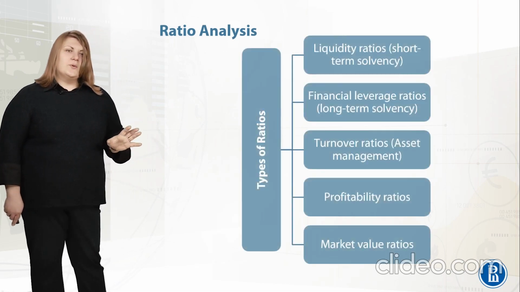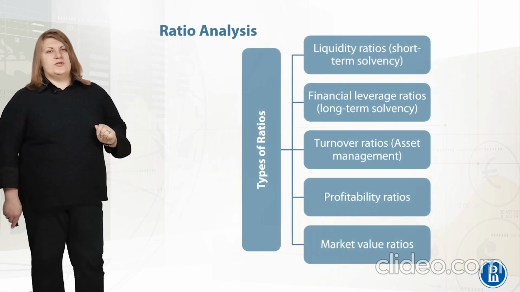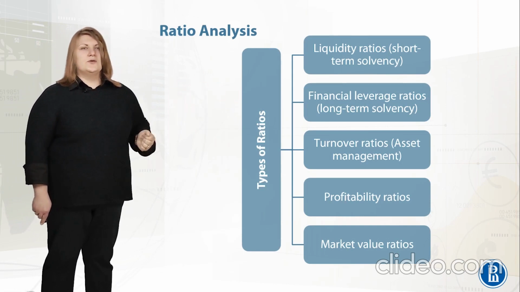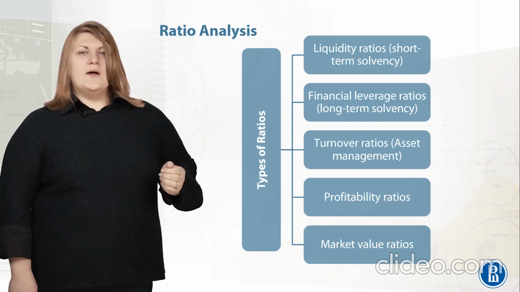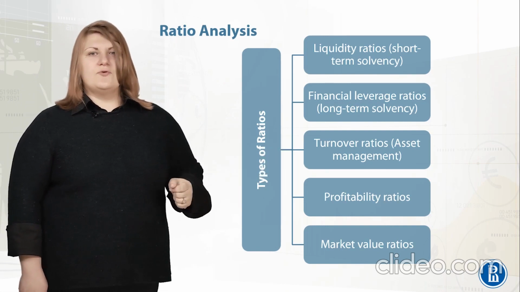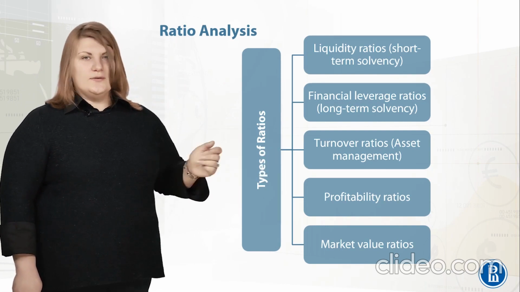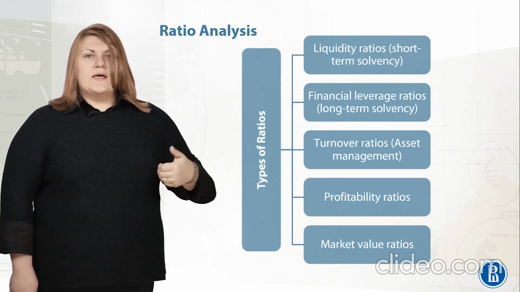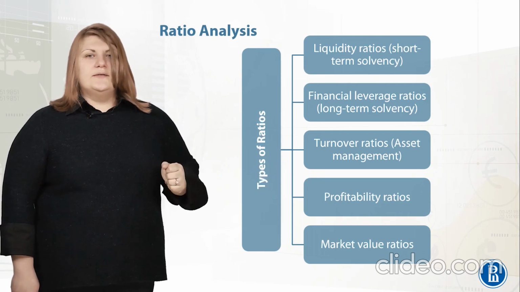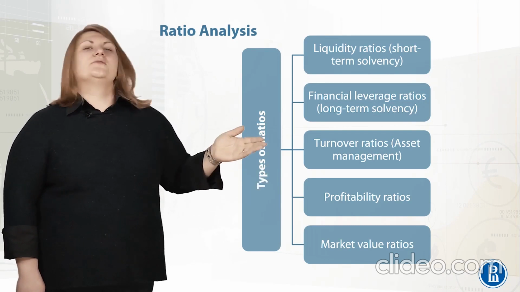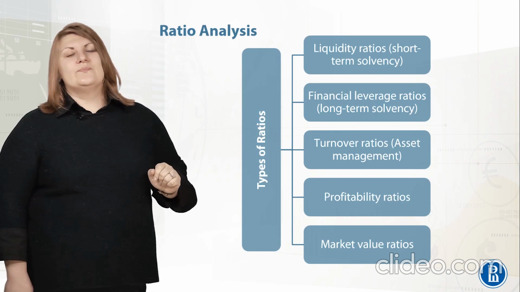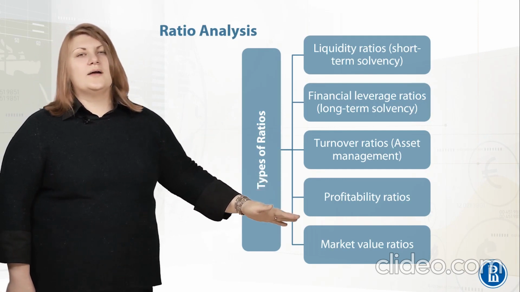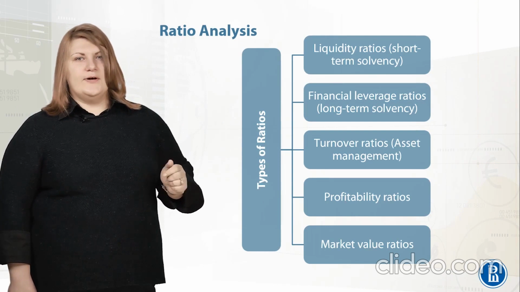Now we will look at several types of ratios. We will start with liquidity ratios, which represent short-term solvency. We will then move to financial leverage ratios, which represent long-term solvency. The turnover ratios go right after that and relate to asset management. Then we will look at profitability ratios and, finally, market value ratios.